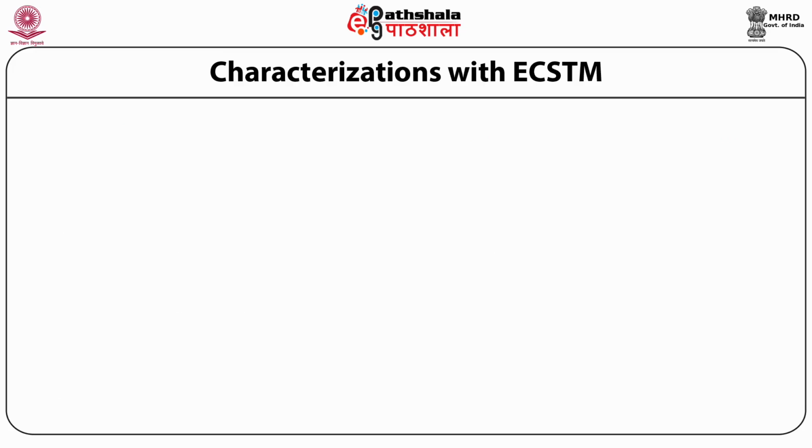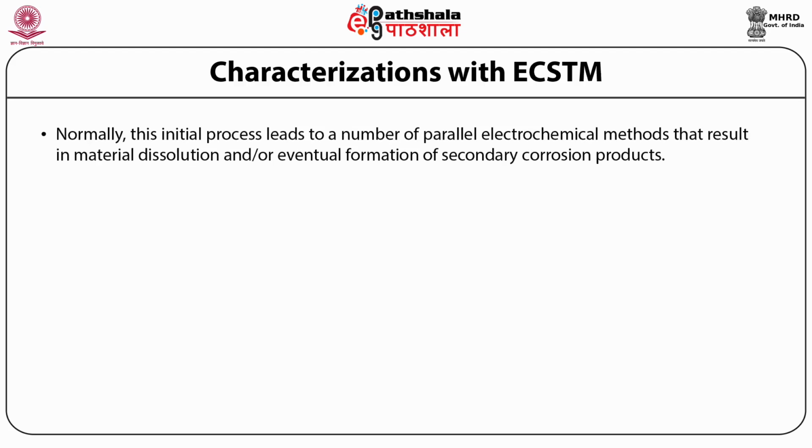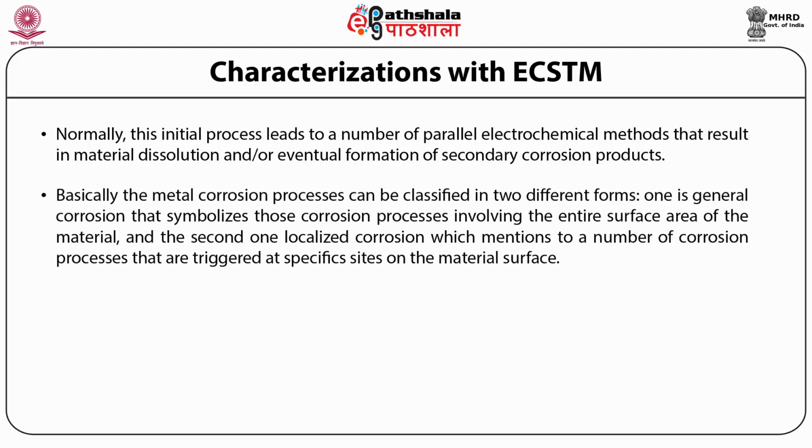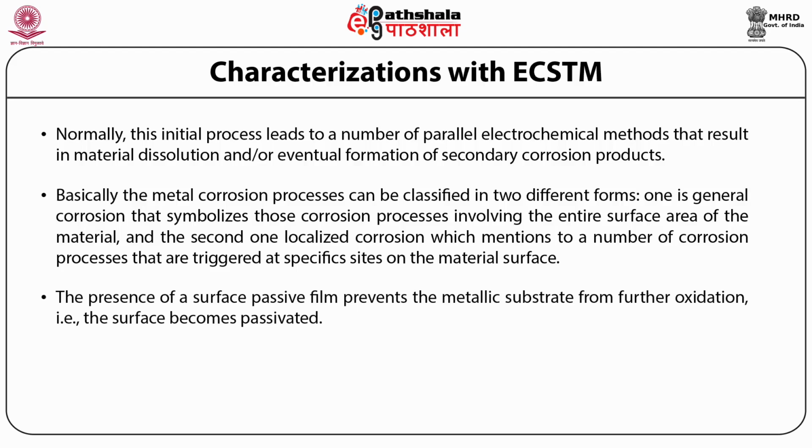We continue with this application part. Normally, this initial process leads to a number of parallel electrochemical reactions that result in material dissolution and eventually formation of a secondary corrosion product. Basically, the metal corrosion process can be classified into two different forms. One is general corrosion, which symbolizes corrosion processes involving the entire surface area of the material, and the second one, localized corrosion, which refers to a number of corrosion processes that are triggered at specific sites on the material surface. The presence of a surface passive film prevents the metallic substrate from further oxidation. That is, the surface becomes passivated.